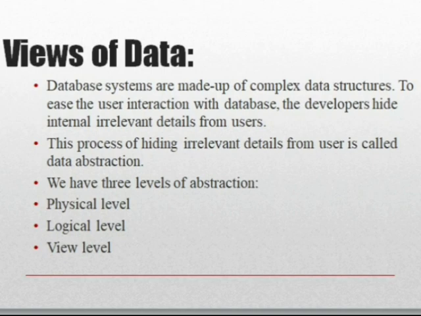Database management systems are made up of a complex data structure. To ease the user interaction with the database, the developer hides the internal irrelevant detail from the user. This process of hiding the irrelevant detail from the user is called data abstraction. We have three levels of data abstraction: physical level, logical level, and view level. We will see what these three levels are and how we are able to manage different things by using these levels.